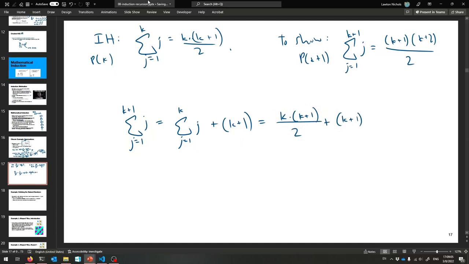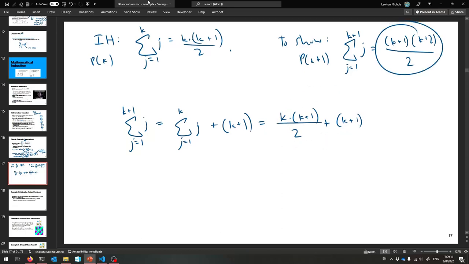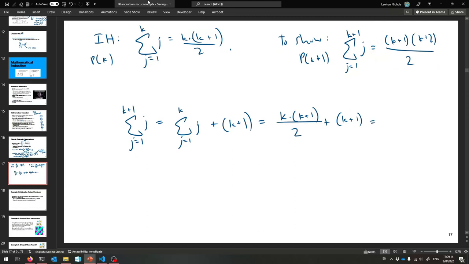Okay. Now we can put all these in the same spot, because eventually we need to get this looking like this. Let's get a common denominator. Let's get k times k plus 1 over 2 plus 2 times k plus 1 over 2. That's equivalent. And then this simplifies to, let's see here. How many k plus 1s? We can factor that out. Here's a k plus 1, here's k of them, here's 2 of them. So the total number of k plus 1s is k plus 2, all over 2.